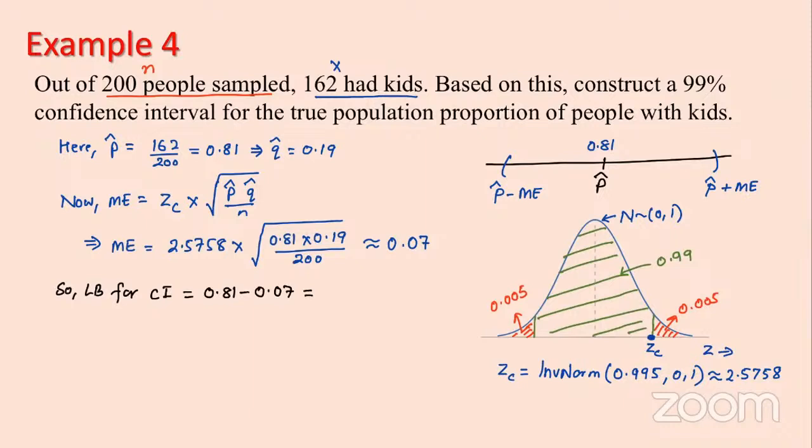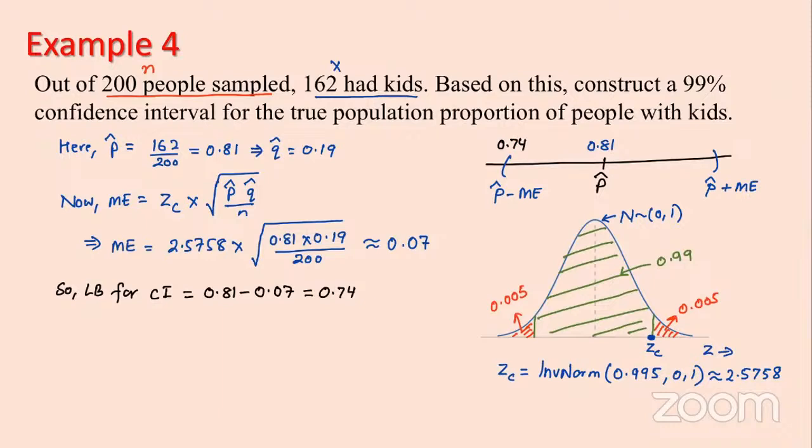0.74. Is that what you said? Good. Okay. 0.74. So the lower boundary, 0.74.